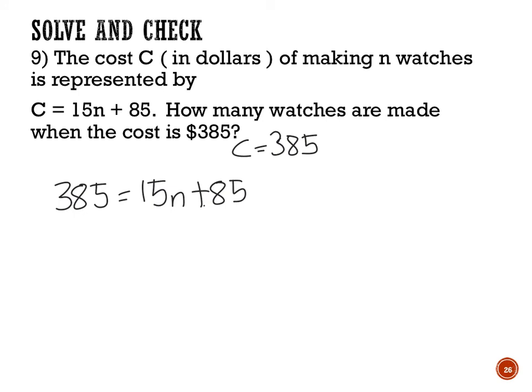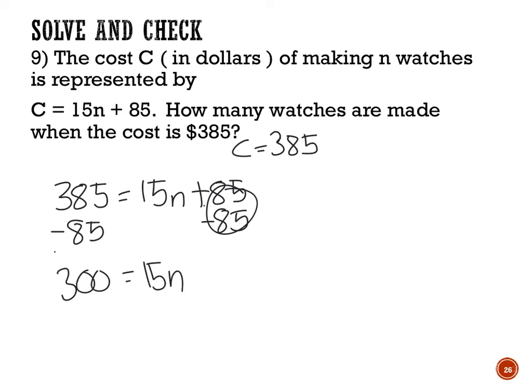Opposite of addition is subtraction, so I'm going to subtract 85 from both sides. 85 minus 85 is 0. 385 minus 85 equals 300. So I have 300 equals 15N. 15 and N are being multiplied, so I'm going to divide by 15 on both sides. 15 divided by 15 is 1. 300 divided by 15 equals 20. So 20 equals N.